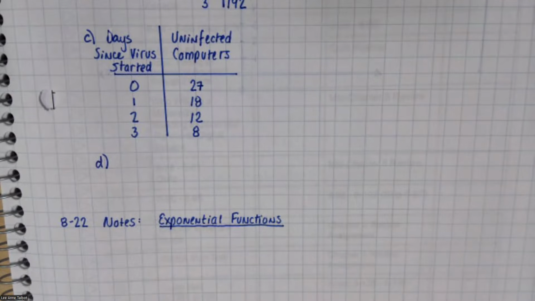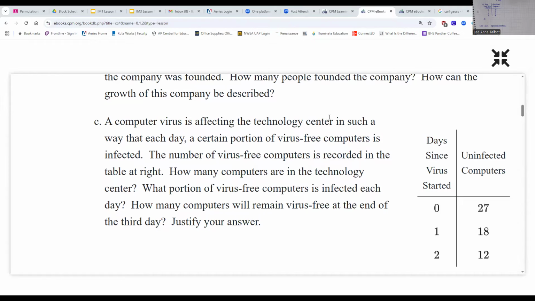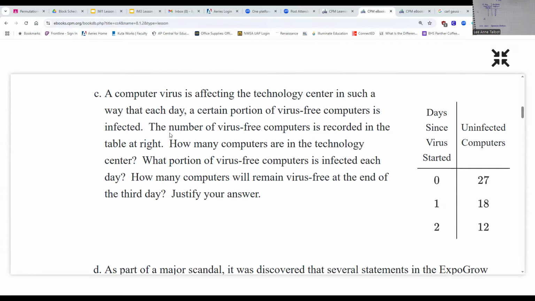Okay, let's read C. A computer virus is affecting the technology center in such a way that each day a certain portion of virus-free computers is infected. The number of virus-free computers is recorded in the table at right. How many computers are in the technology center? What portion of virus-free computers is infected each day? How many computers will remain virus-free at the end of the third day? Justify your answer.